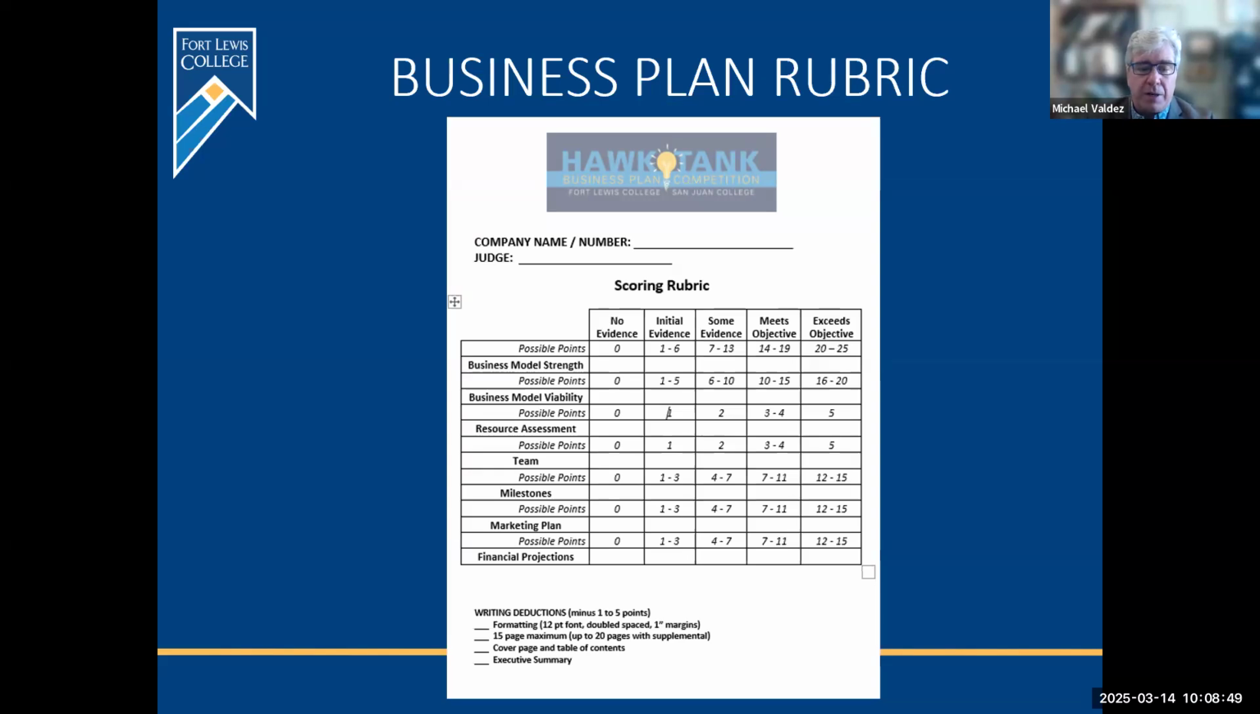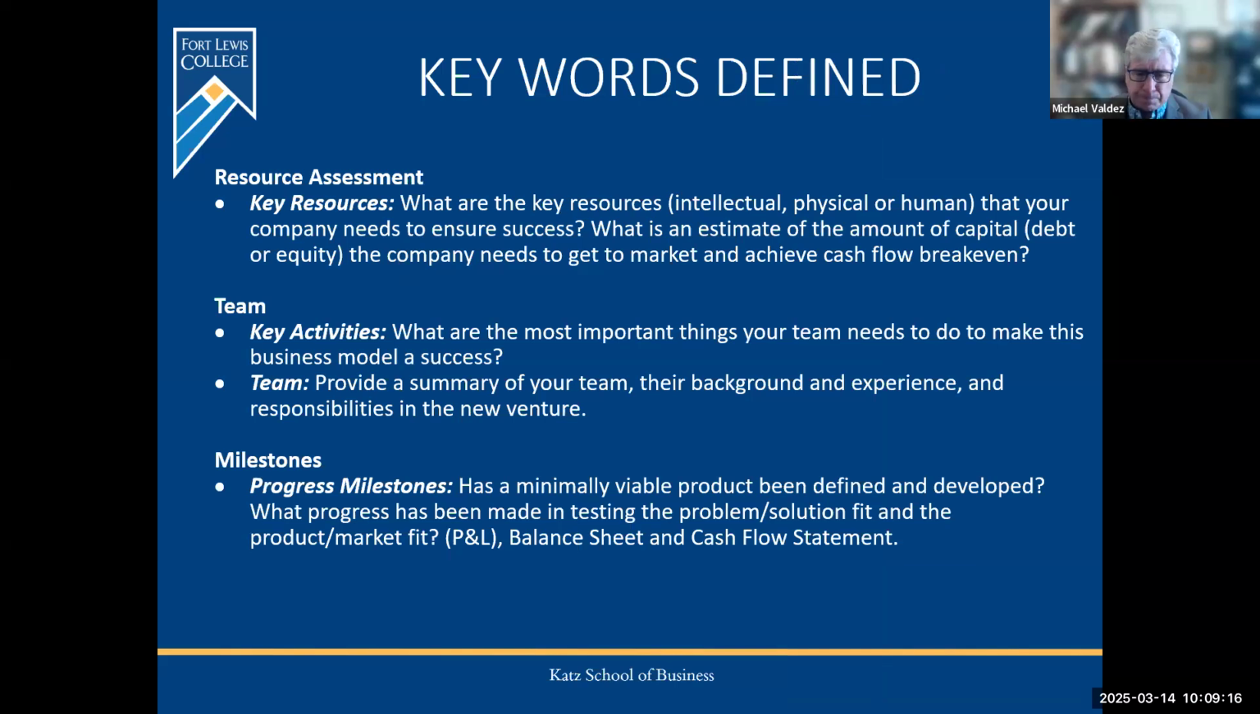In terms of those writing deductions that I mentioned before, they have some flexibility to either subtract 1 to 5 points. Really, how big of an oversight or how big of an error it was will dictate what they recommend in terms of those point deductions. And that has to do with the formatting, pages, cover page, table of contents, and executive summary. The keyword definitions document that was sent to you yesterday is the file created for our Hawk Tank judges.